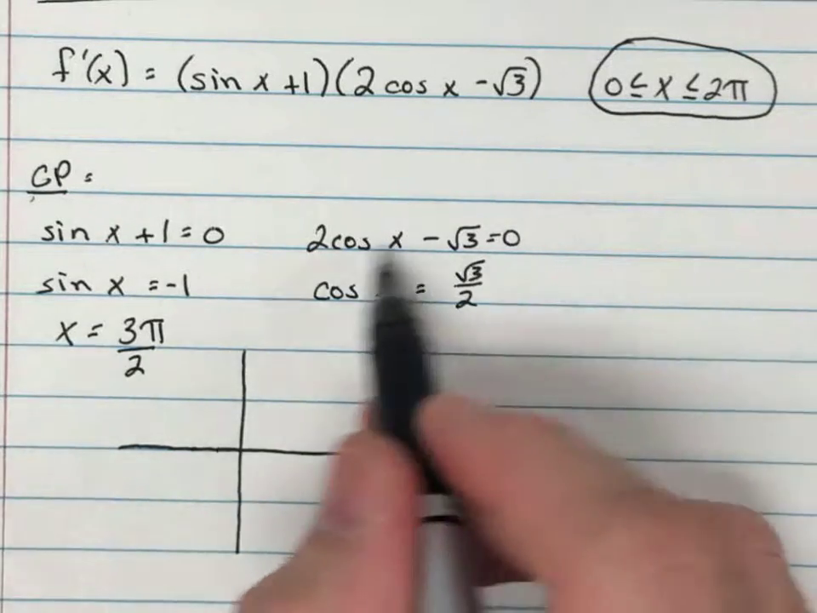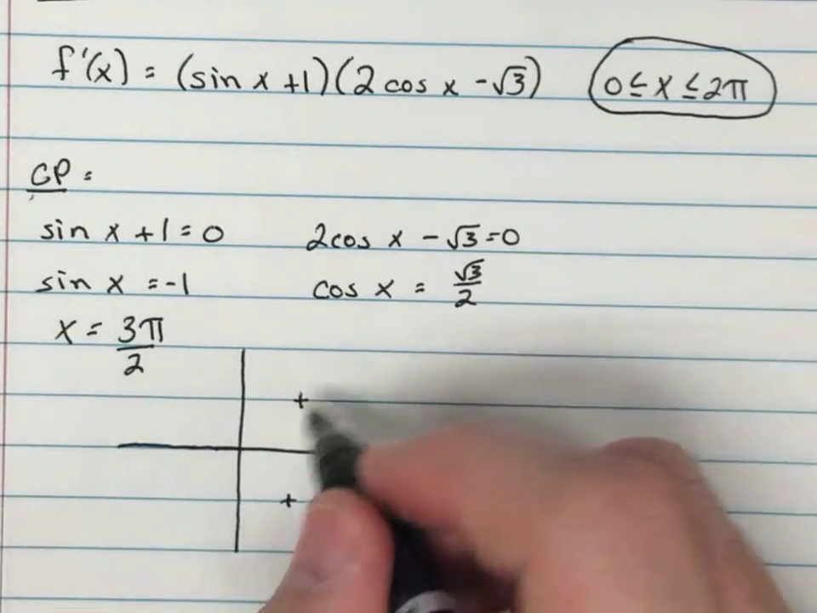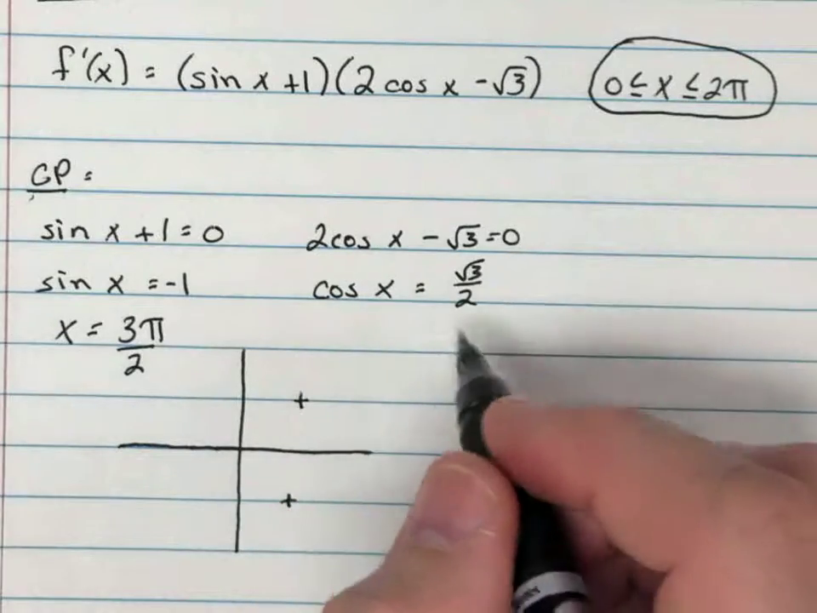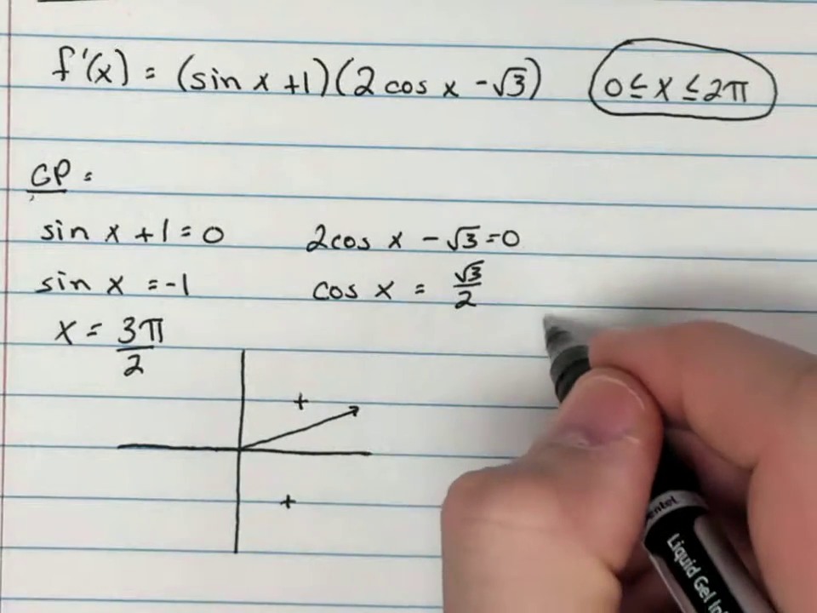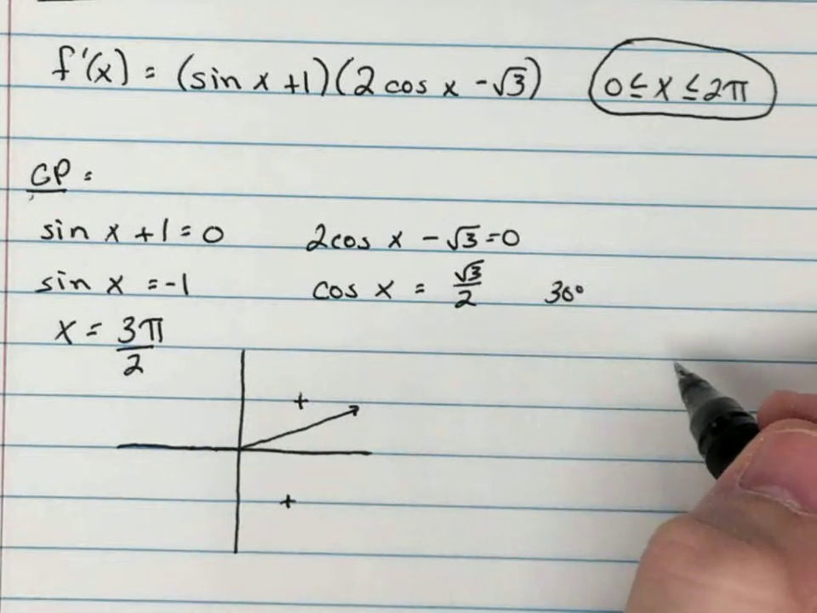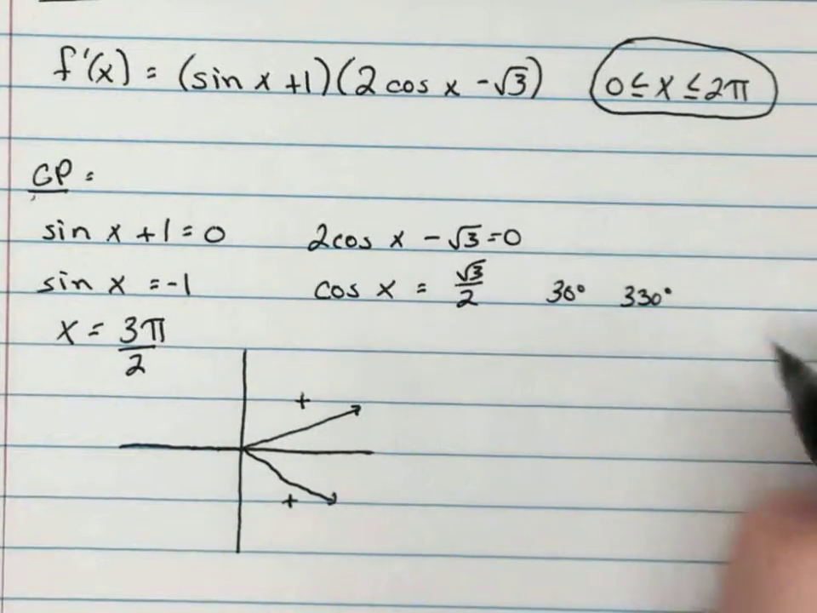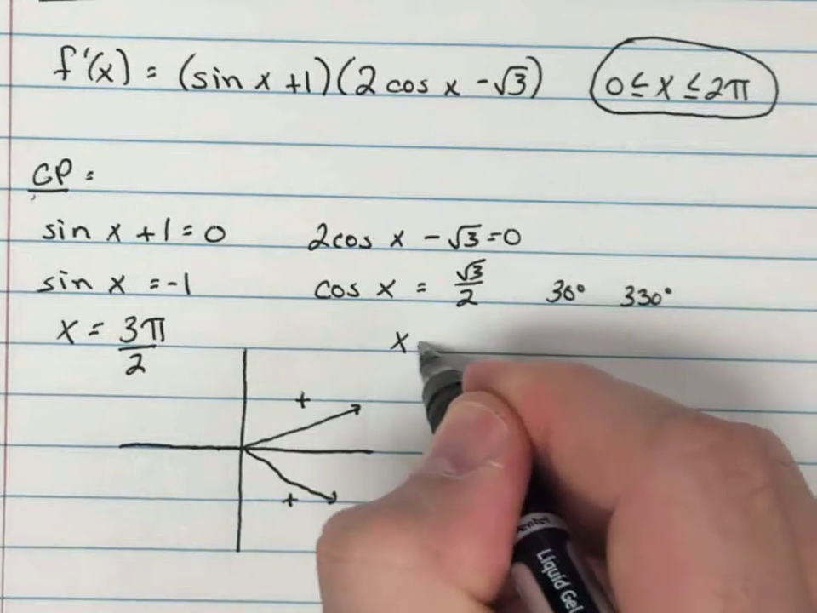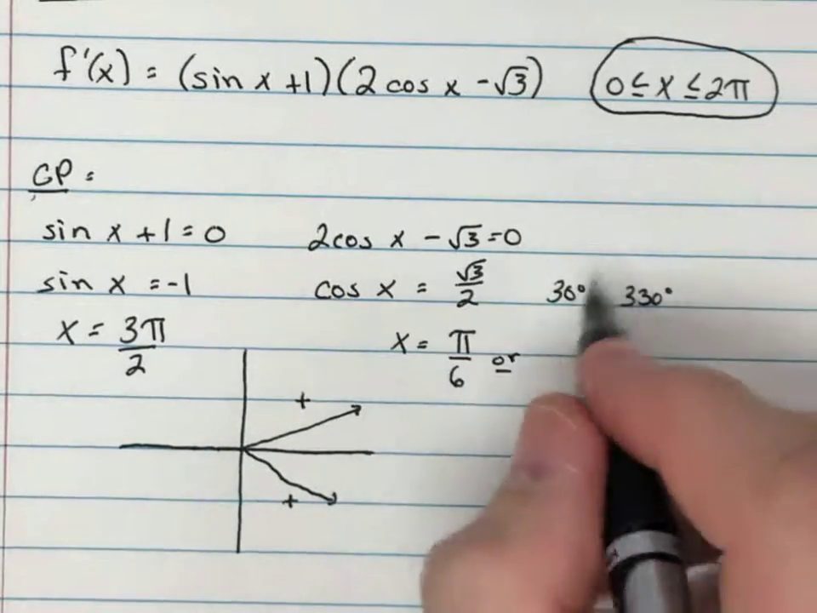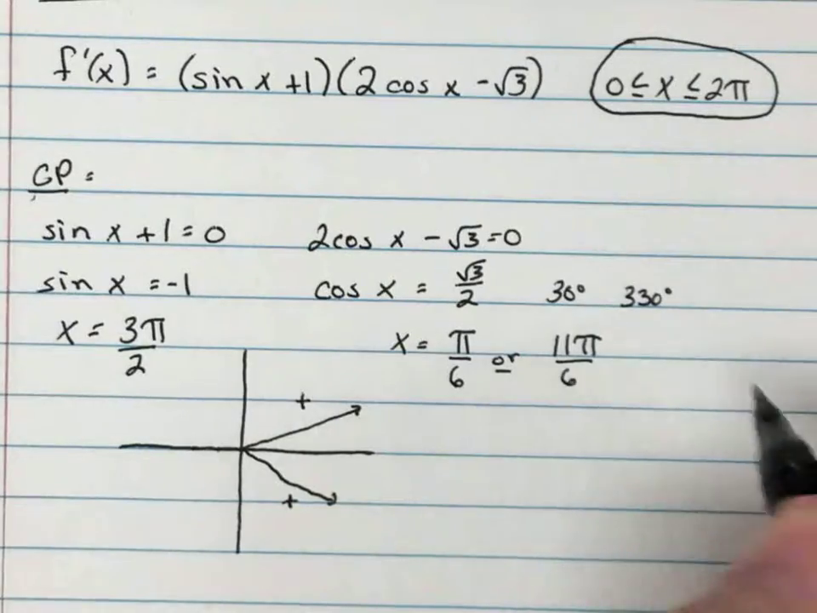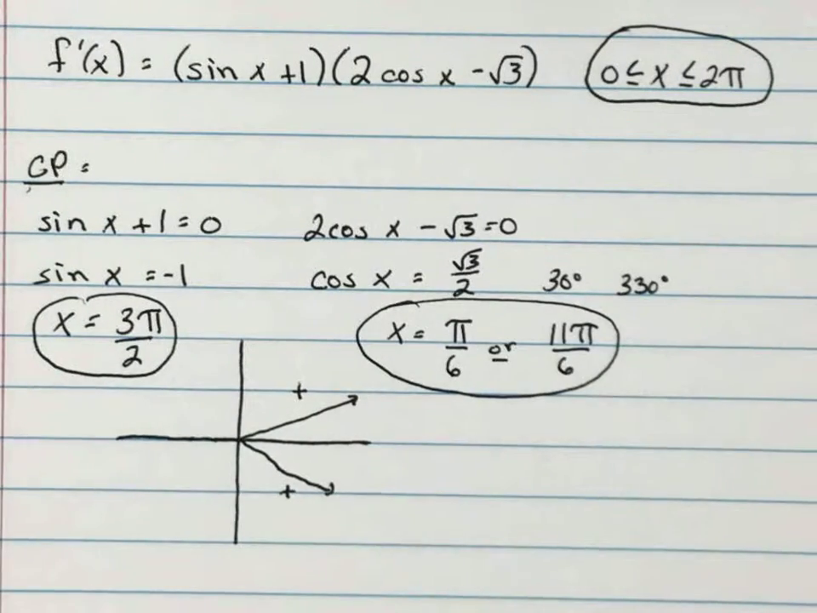Cosine is positive. We're actually going to have two answers for this one because I know that cosine is positive here and here. And I know that the cosine, my reference angle there, we'll do it in degrees first. Cosine is equal to root 3 over 2 at 30 degrees. So that's my reference angle. So I'll have another one down here with the same reference angle at 330 degrees, which would be in radians, pi over 6 gives you that 30, or 11 of those would give you 330. So that's all my critical values. 3 pi over 2, pi over 6, and 11 pi over 6.